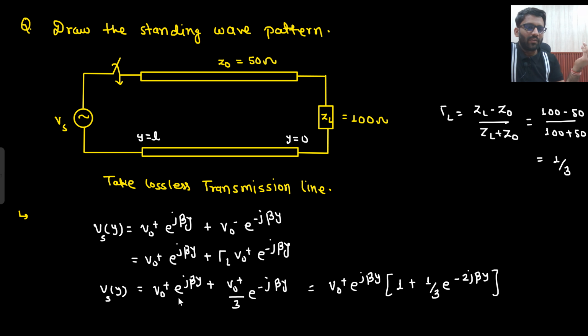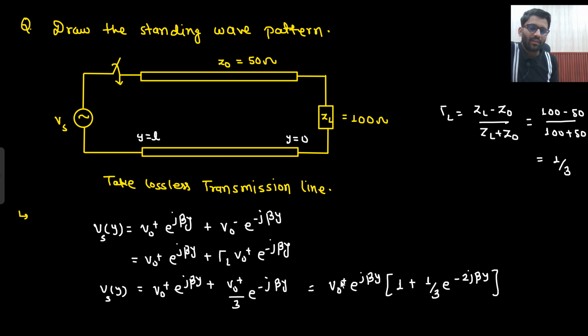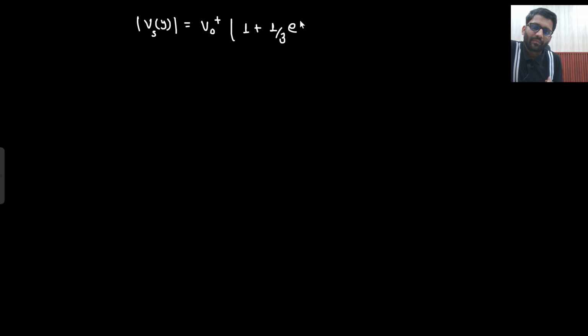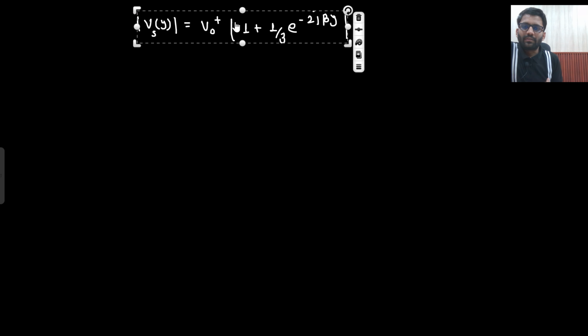And in the standing wave pattern, we also studied that the standing wave pattern is always analyzed with respect to phasors, right? Now we are just writing down the magnitude of it. So this is a phasor term only, this is a phase term. So this complete expression will give a magnitude of V naught plus, and then here the magnitude will be 1 plus 1 by 3 e to the power minus 2j beta y. Okay, let's keep it somewhere here.